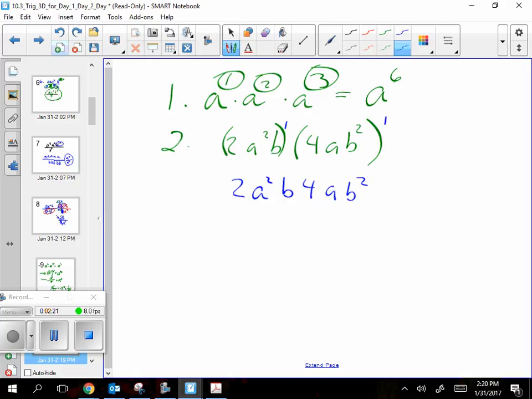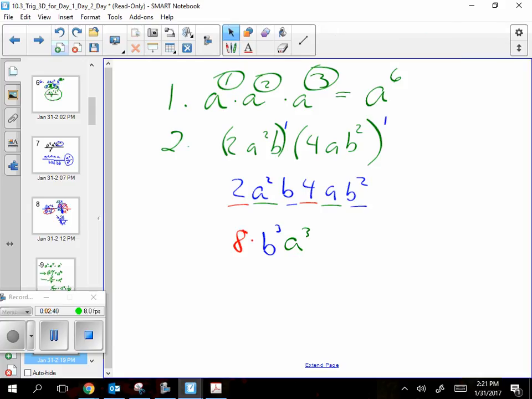Name some things in here that are alike. The B's. And that makes how many? B to the third. Good. And then how about the A's? A to the third. And then how about the numbers? 8 is correct. There you go. You just did number 2. May want to write that one down before that goes off the screen. That's number 2. You're caught up.